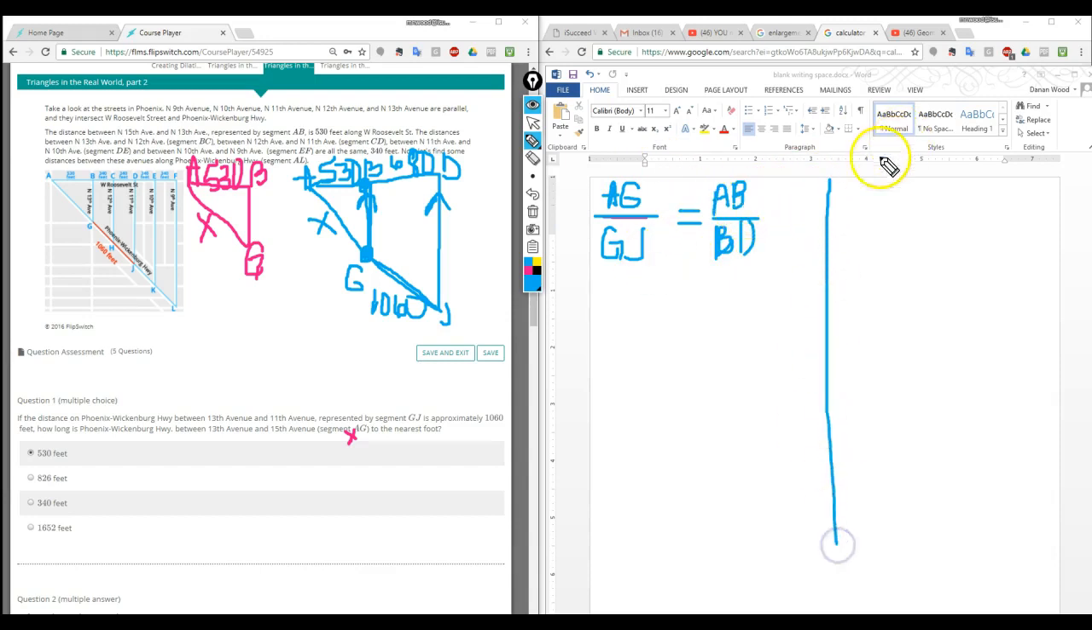The other ratio we could set up is comparing the side lengths to each other. So we could say AG, ratio of AG compared to AB. So now I'm going to cross. AG compared to AB would be the same as GJ to BD.